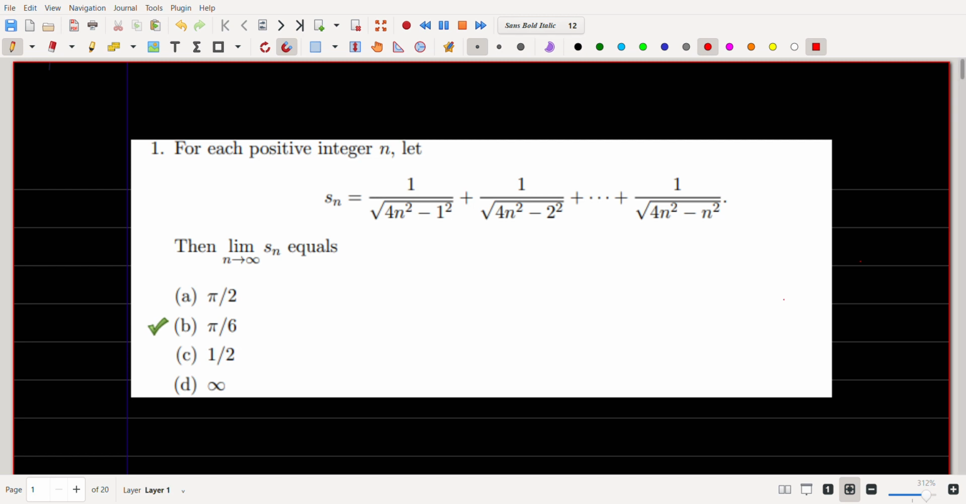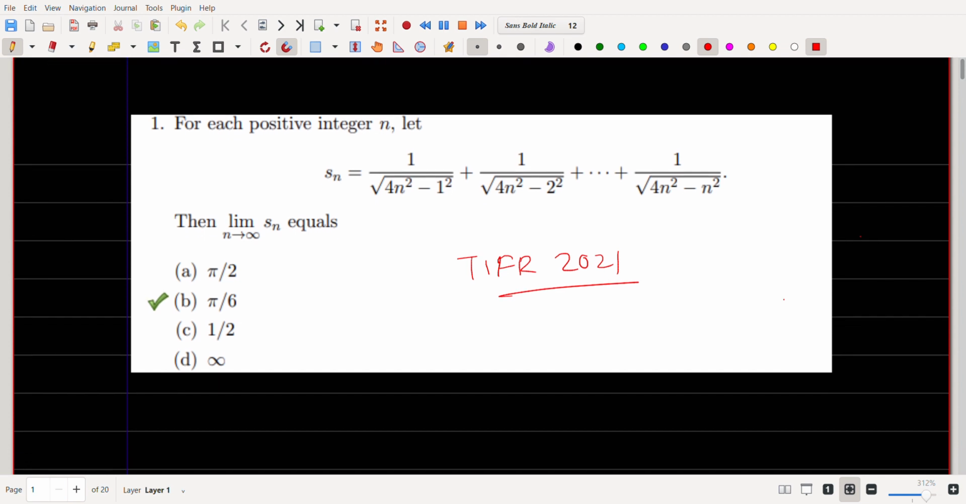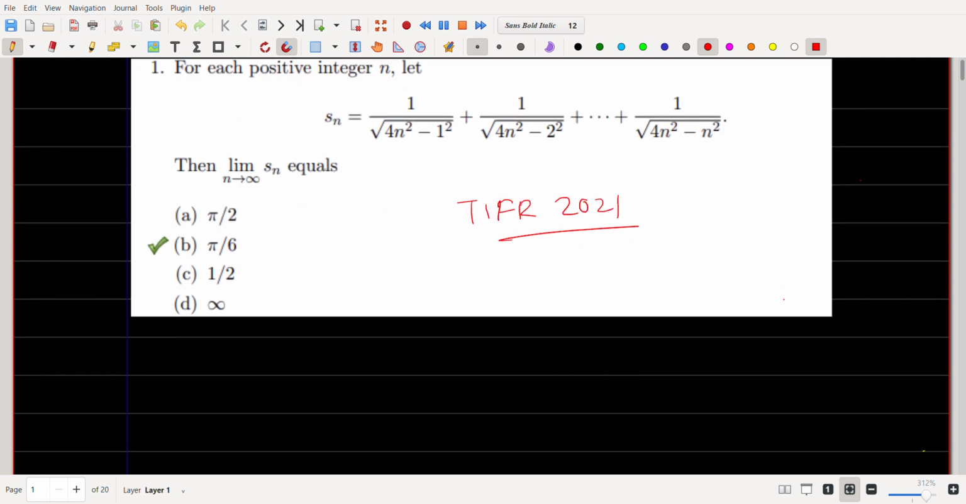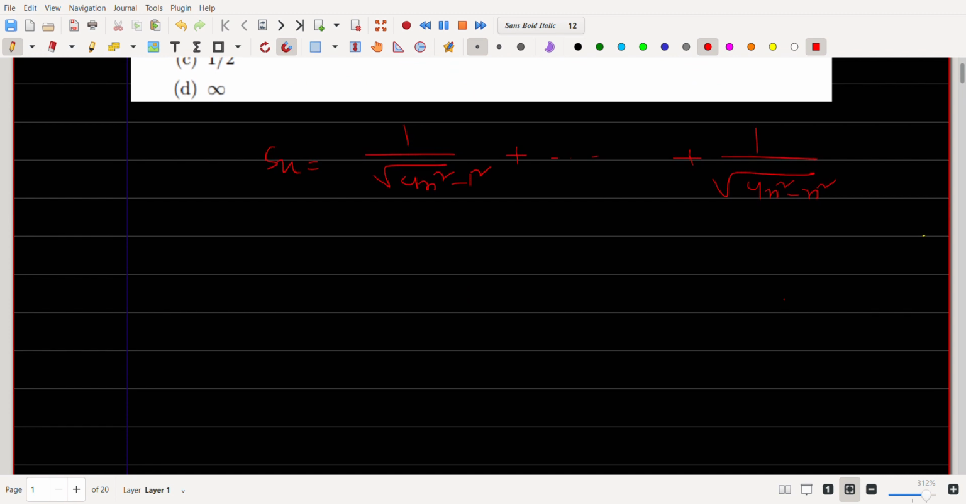So today I'm going to discuss the TIFR 2021 paper. This is part of the MCQ section, and soon I will upload the true false section also. The first problem is a very simple one, and if you have already read Riemann integration, then you can easily solve it. So this is basically in a nice form which you can find just by using an integral.